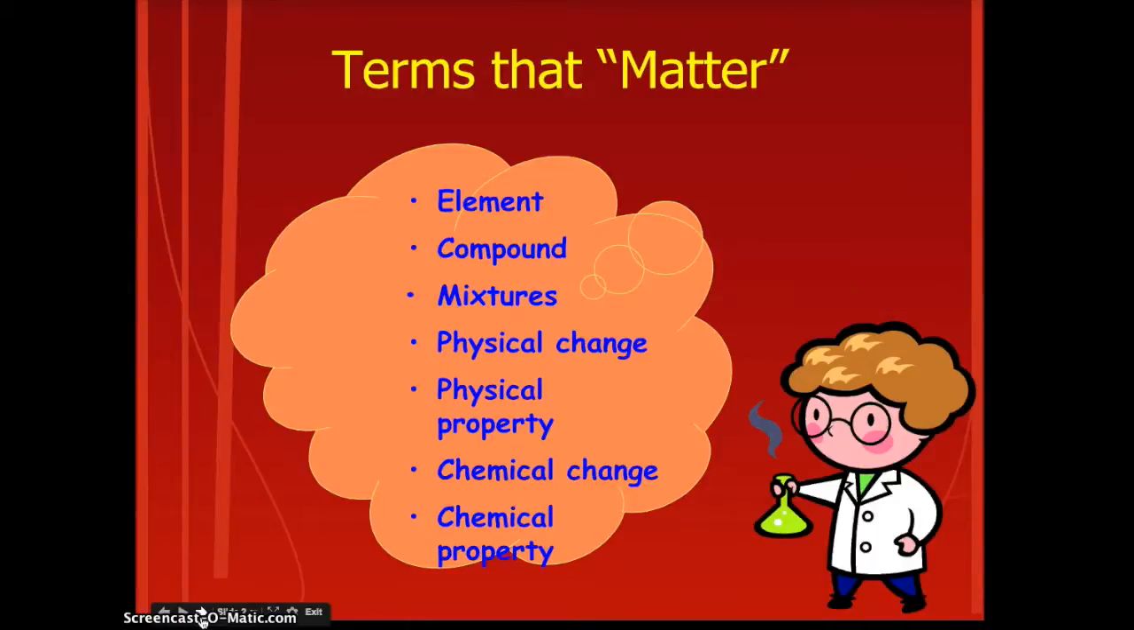The different things that you need to understand about matter involve the element, a compound, mixtures, physical change and physical property, chemical change and chemical property. Now in this lesson, we are not going to talk a whole lot about physical change and physical property, as well as chemical change and chemical property, but we will revisit those as we move through this current subunit.